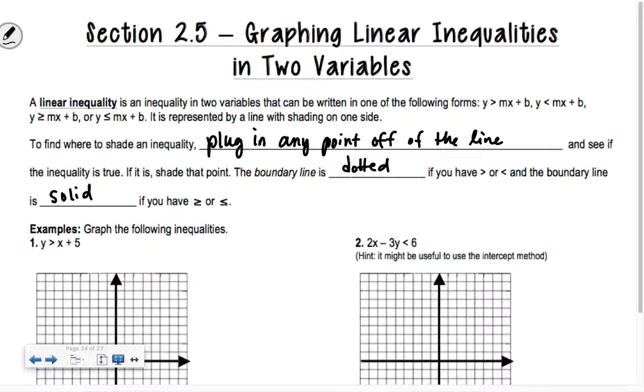So the first one, I have y is greater than x plus 5. So your boundary line is just if we had y equals x plus 5. Will that boundary line be solid or dotted? Dotted, because it just says greater than, it doesn't say greater than or equal to. Equal to would fill in the line. So this is going to be dotted.